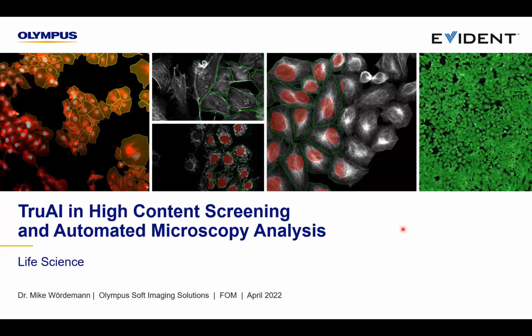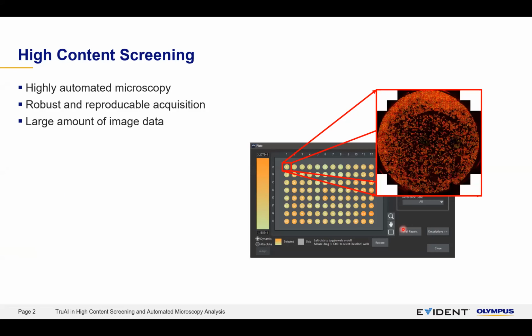Today I'm going to talk about TruAI in high content screening and automated microscopy analysis. First, let me introduce the concept of high content screening in the words of a microscopist. So high content screening means that we typically have a larger sample, like a well plate depicted here. A well plate consists, for example, of 96 wells. Each well needs quite a few images to acquire the whole area of the well.